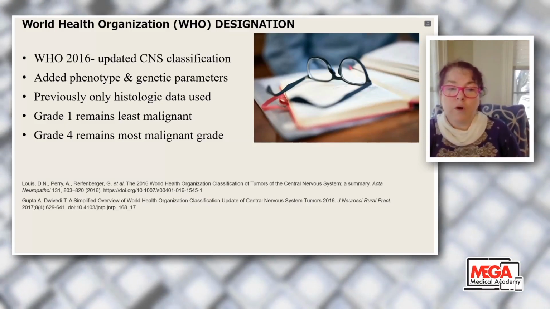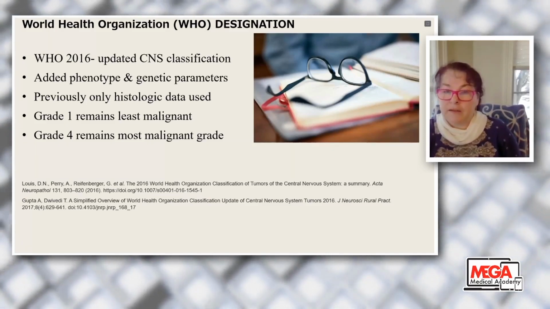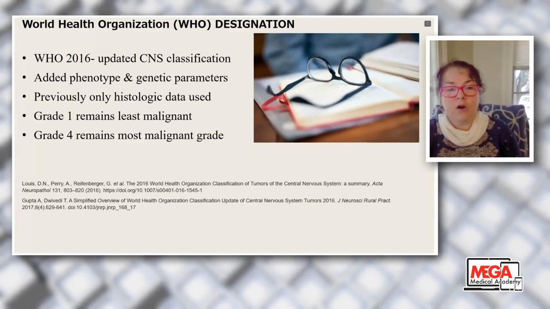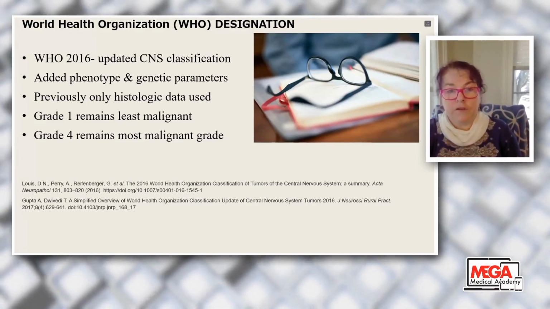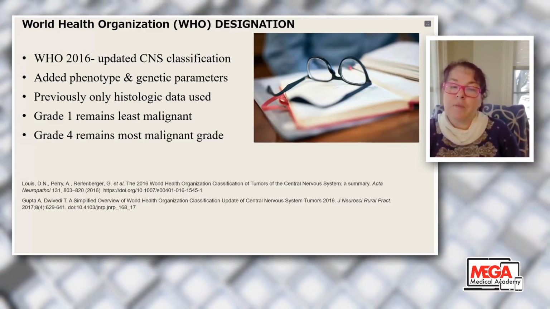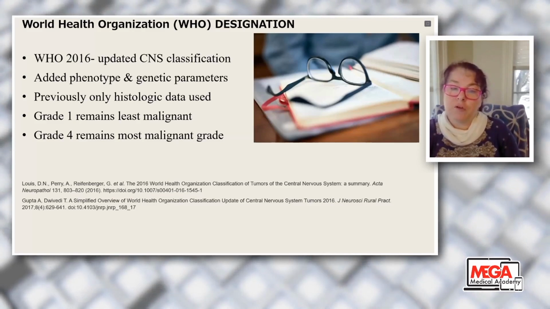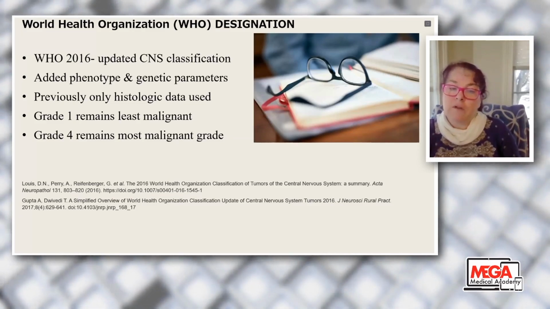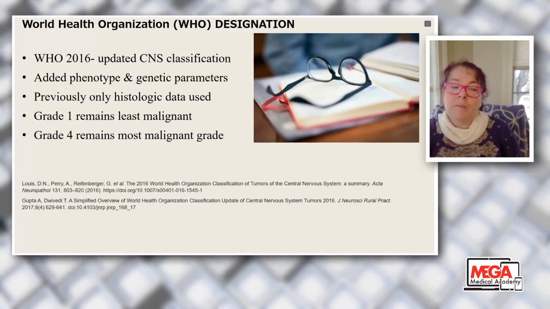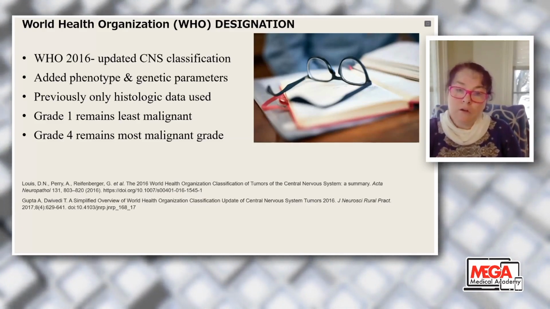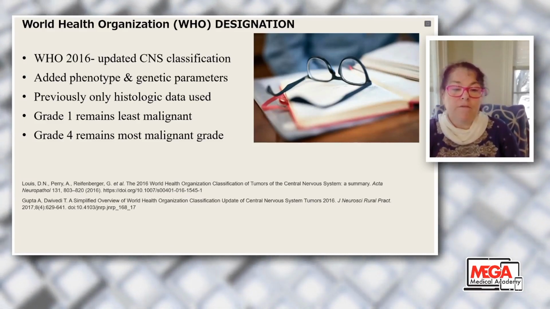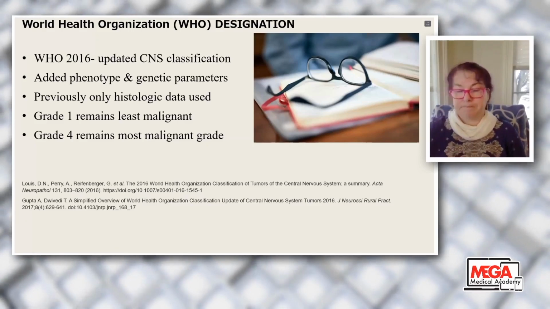The World Health Organization, WHO, designation. In 2016, WHO updated their classification of central nervous system tumors, and they added phenotype and genetic parameters to their definition. Previously, they had only used histologic data to classify these tumors. But still, if someone has a grade 1 WHO designated tumor, it's still the least malignant. And if you have a grade 4, it's still the most malignant.